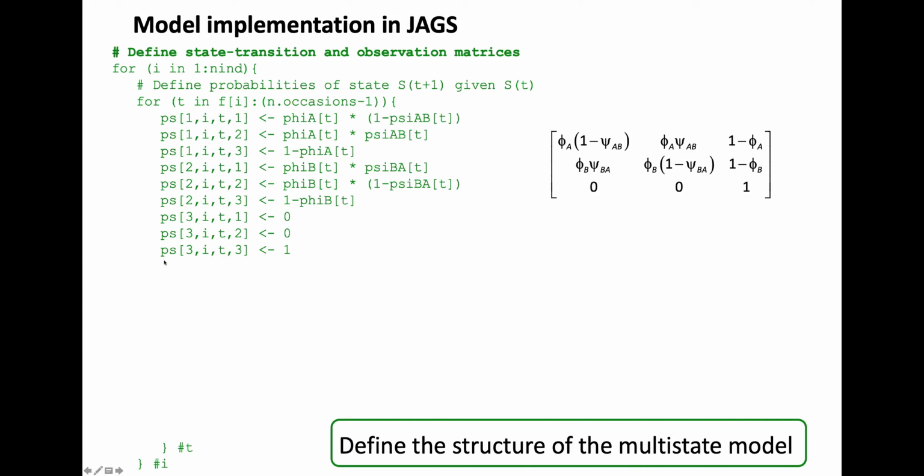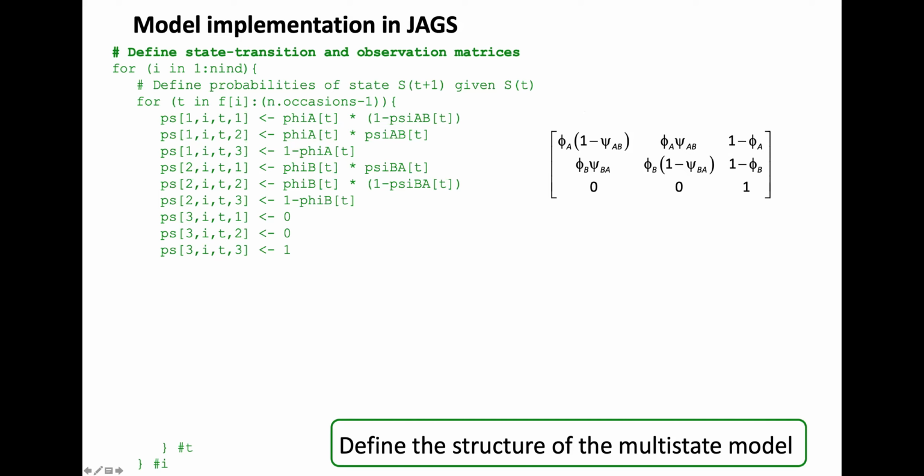So this big theta, this big omega or phi matrix, we fill it in by hand. We say, okay, the first cell here of this matrix, it's being alive inside A at t+1, given that you were alive inside A at t. Okay, that's the definition of this cell here, and it's just the product of phi A times 1 minus the probability of moving to B.